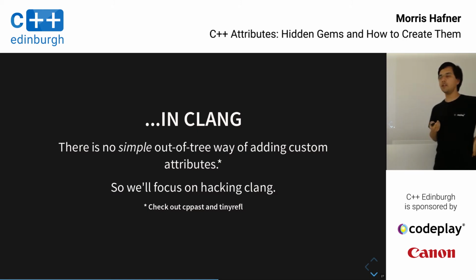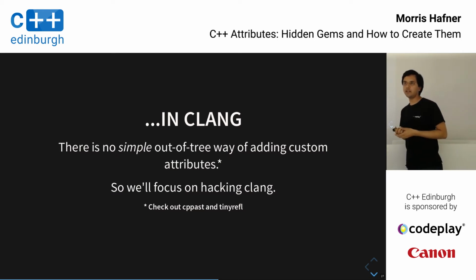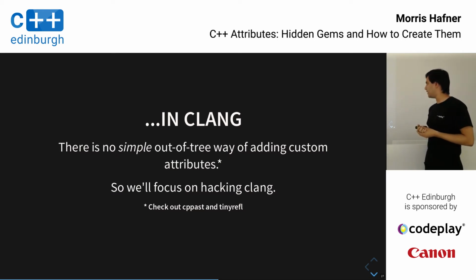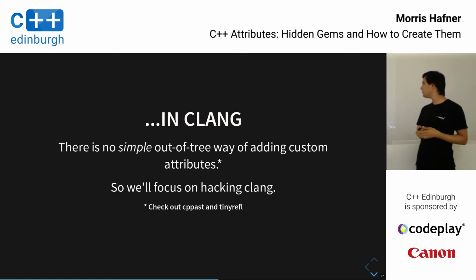If you want to do this, there are libraries. There is CVP-AST by Fu Nathan, and there's TinyRefl by Manu Sanchez. TinyRefl especially has a lot of, as the name says, it's a reflection library. You should really check it out. If you want to use reflection today, use this library. But we're going to look at how to modify Clang.